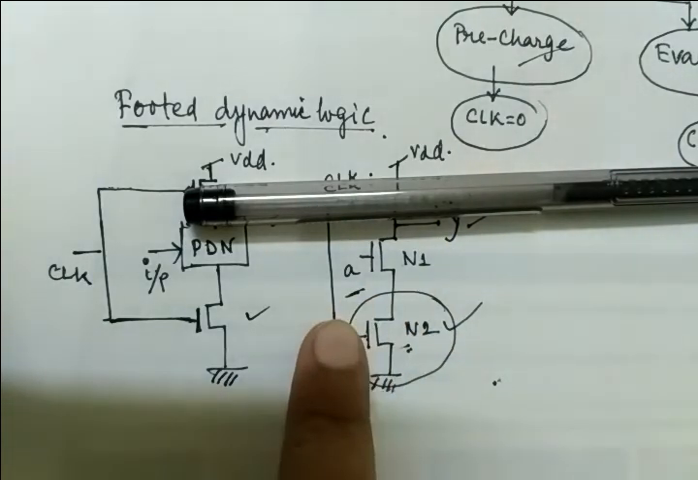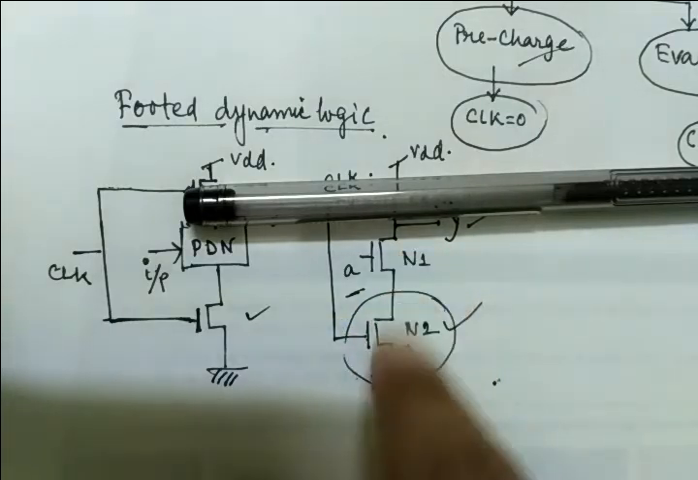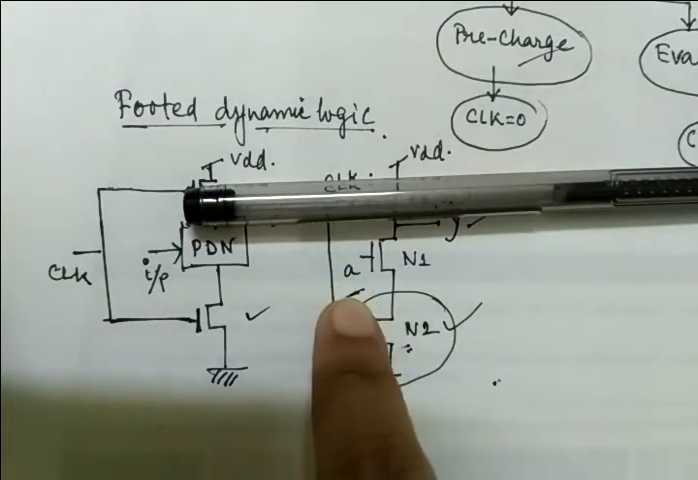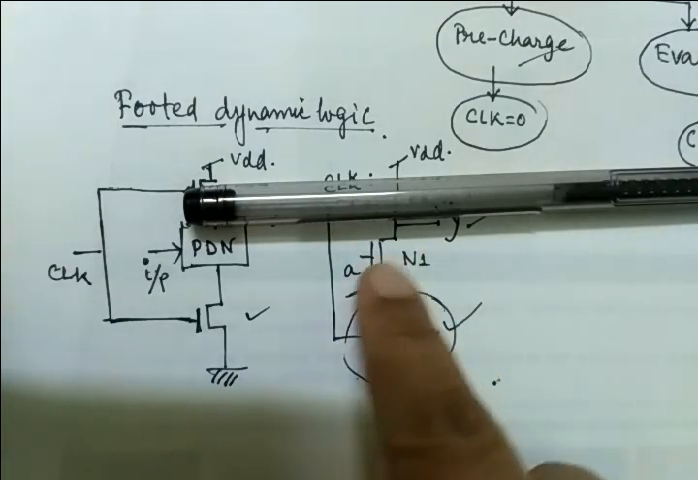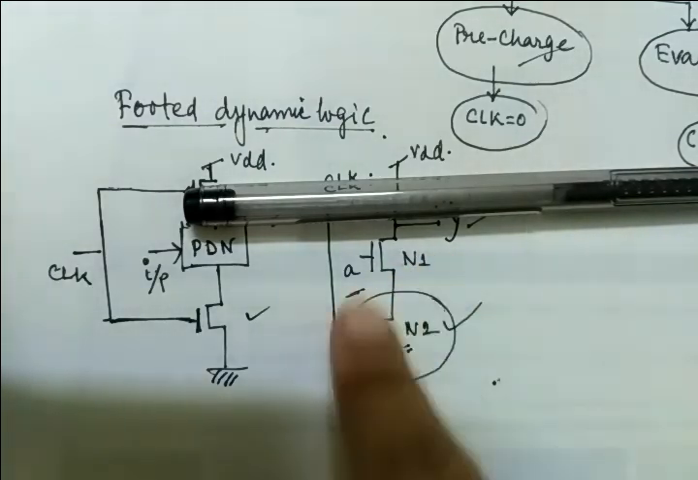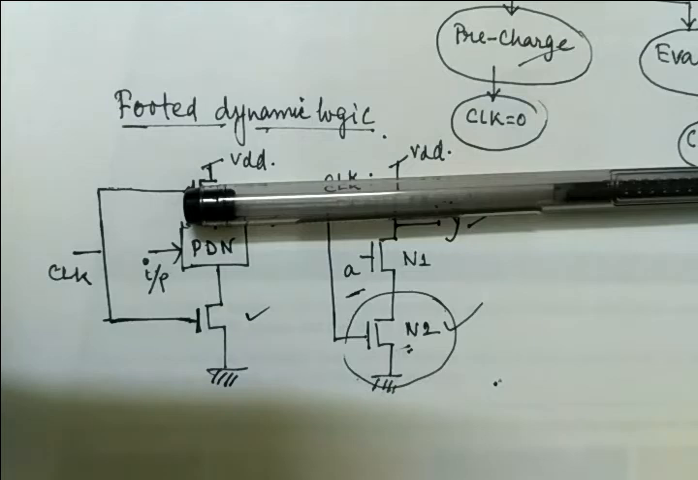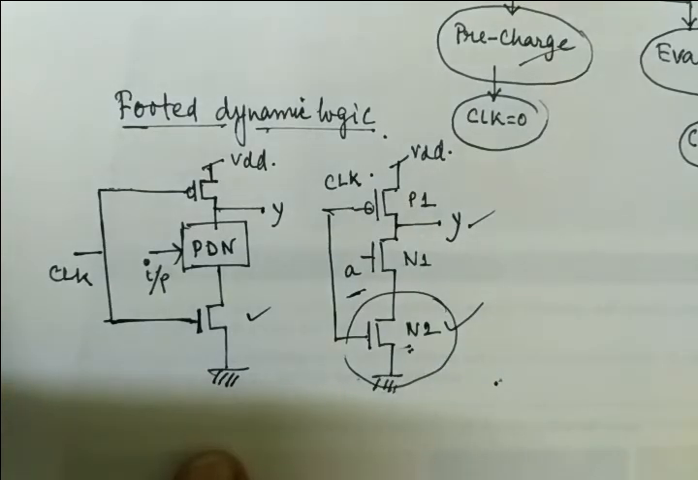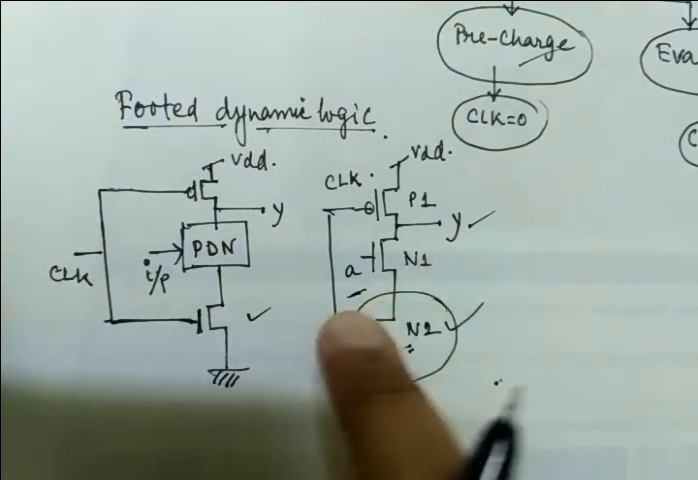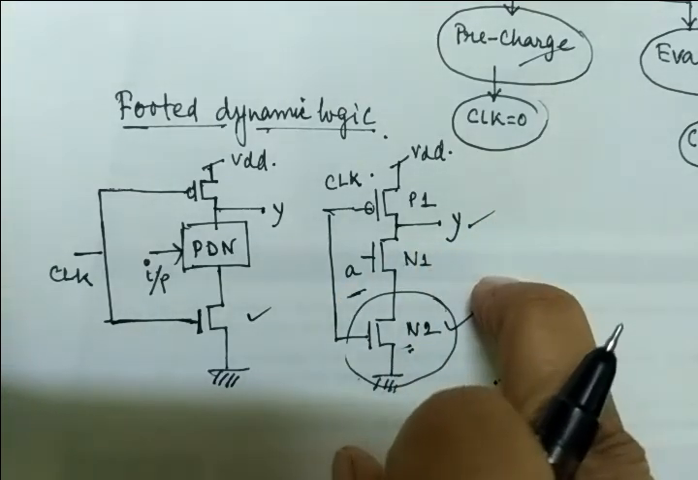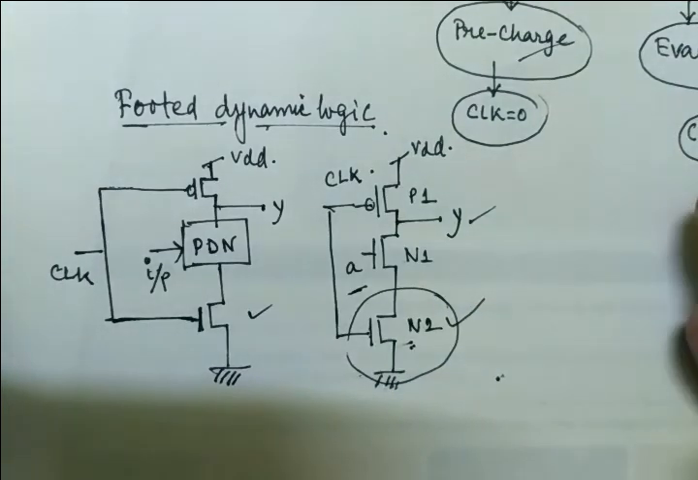So if A equals 1, then Y equals 0 because both NMOS transistors are on. But if A equals 0, then what will happen? This NMOS will be off, so the total pull down network will be disabled. Then what will be the condition of Y? Y will be equal to 1, obviously, because it was already pre-charged to 1. So if A equals 0, the value of Y is obviously 1.